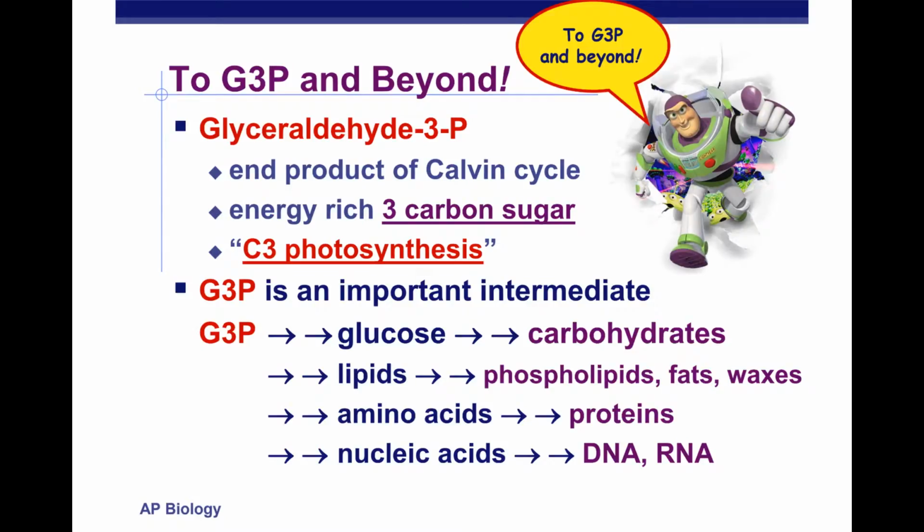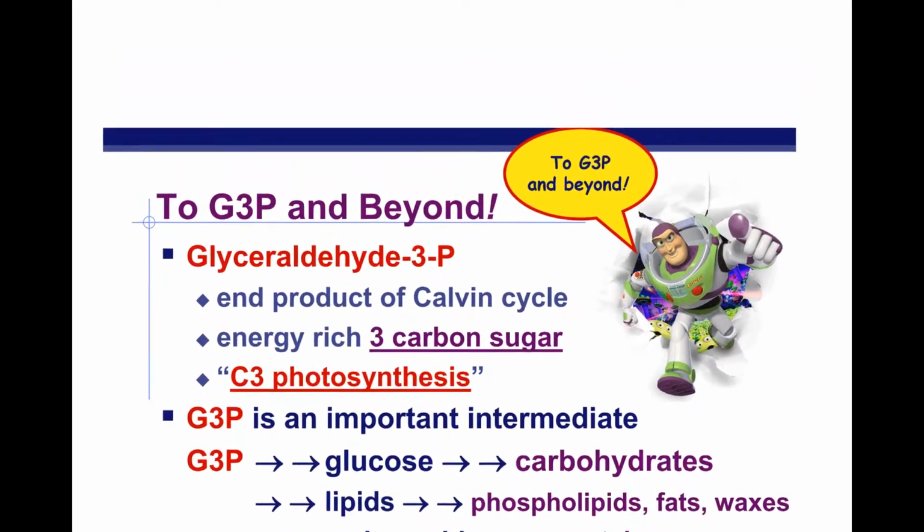Okay, so this slide is just to remind you a little bit about G3P, or glyceraldehyde 3-phosphate. It is the end product of the Calvin cycle. So remember, the end product of the Calvin cycle is not glucose, it's G3P. It is an energy-rich 3-carbon sugar, and because all of the organisms that produce this sugar are going to be making molecules that are 3 carbons big, we call this C3 photosynthesis. And it's to distinguish between the 2 other forms of photosynthesis, which we will get to in a little bit.